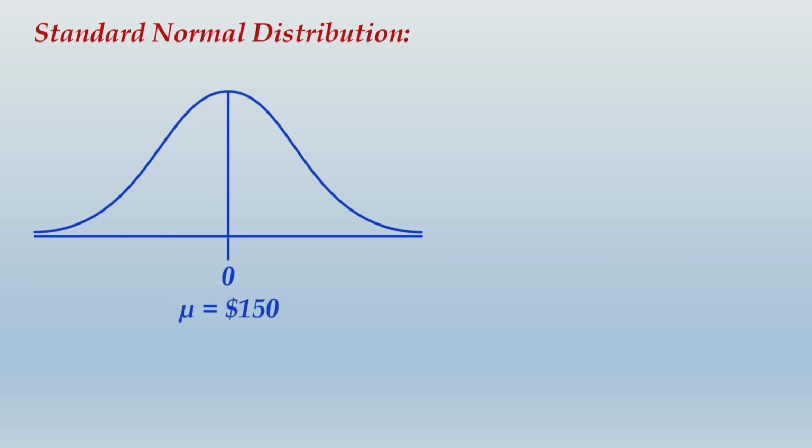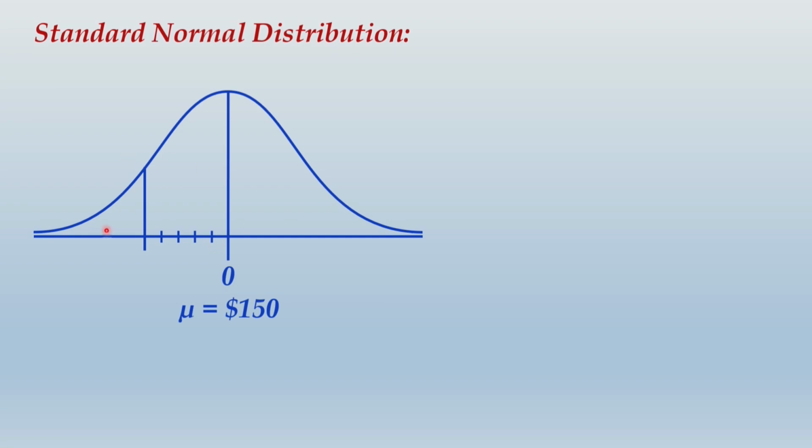Standard normal distribution. Here mu is equal to 150. Now, because you have the alternate hypothesis on the left side, it's a left tail test, so the critical region will be lying in the left. So if the utility bill is lower than $150 but not significantly lower, that is, it is falling in this range, then you will not be able to reject the null hypothesis.